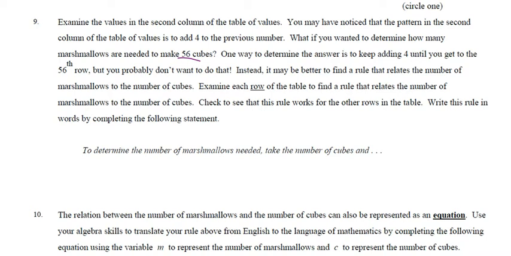Examine each row of the table to find a rule that relates the number of marshmallows to the number of cubes. So you want your rule to say something like, take the number of cubes and do this, and you will get the number of marshmallows. Okay? And that will be our rule. Check to see the rule works for other rows in the table, and then write the rule by completing the following statement. So we're going to write this in words.